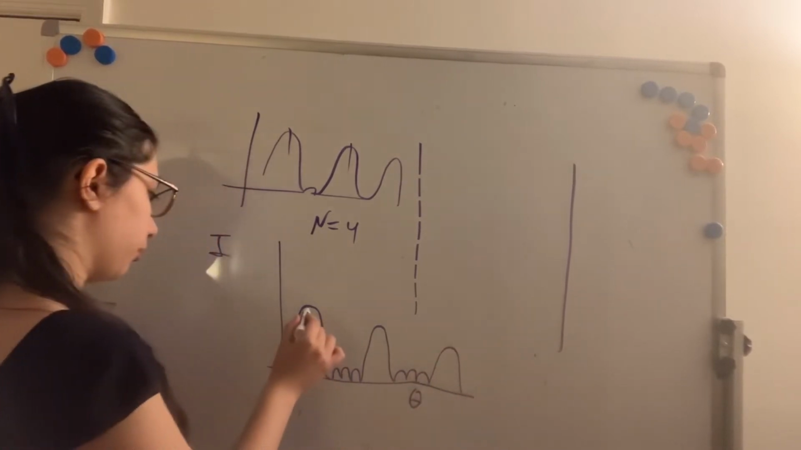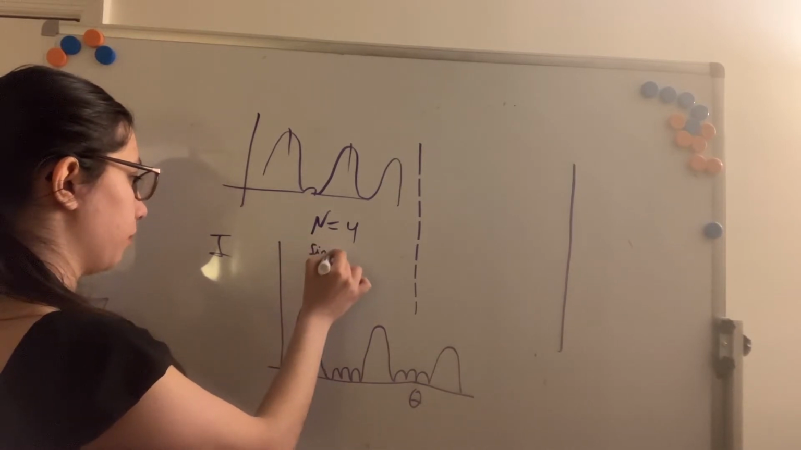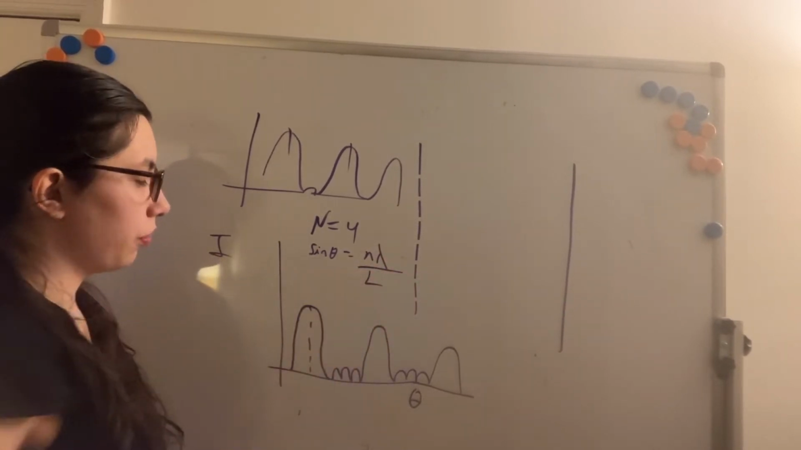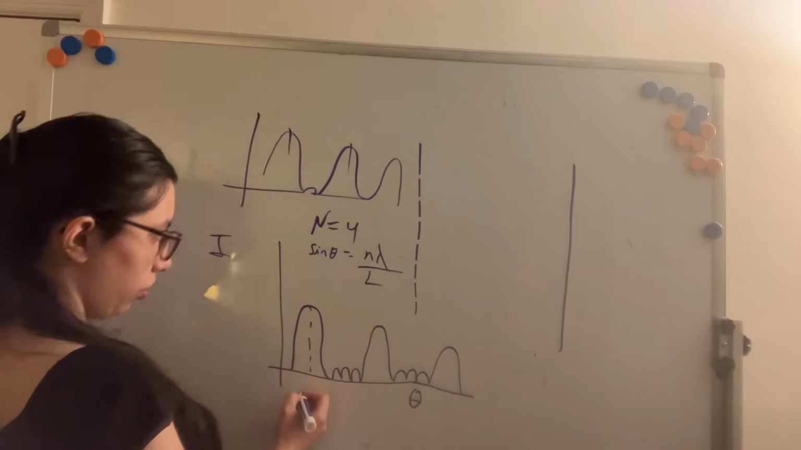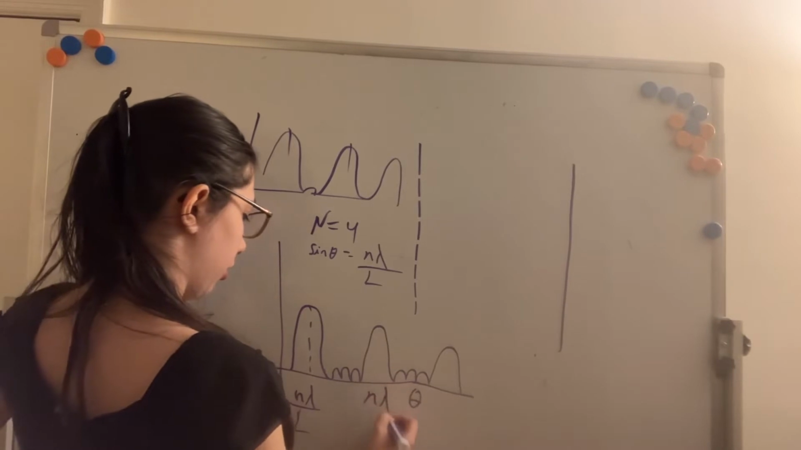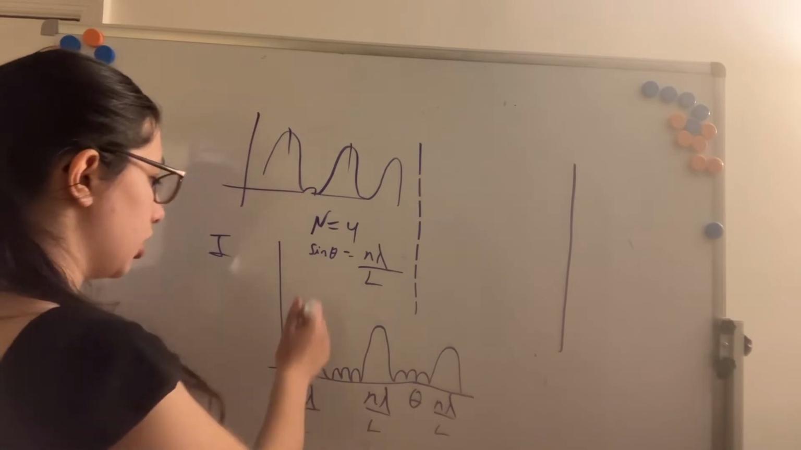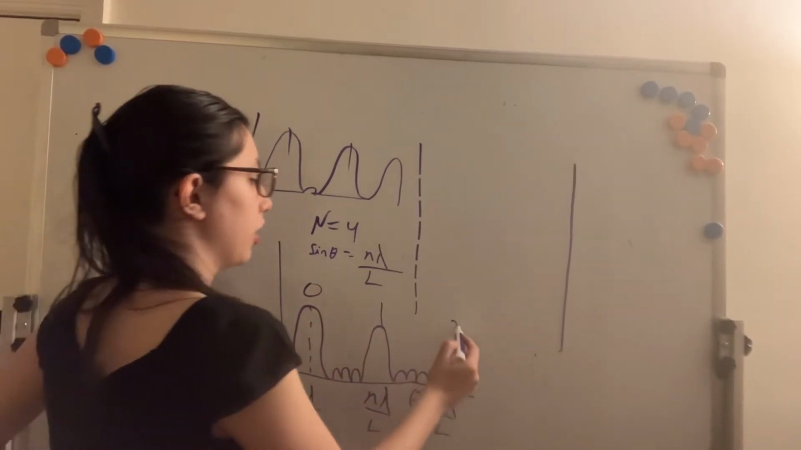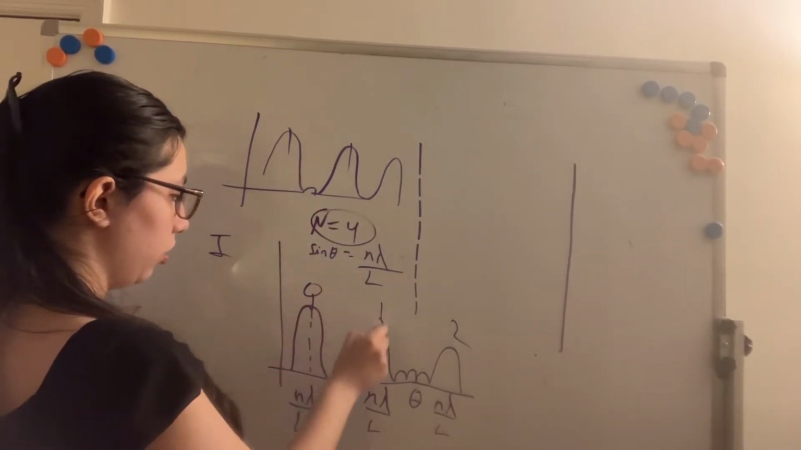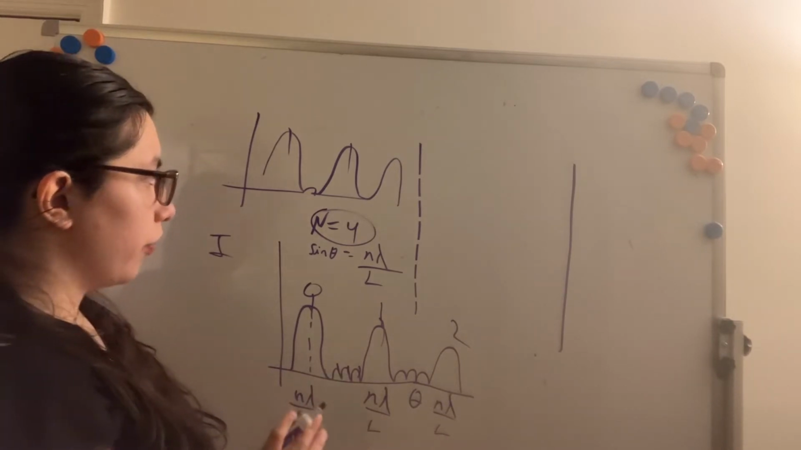So here, remember, we have sine theta equals n lambda over N. So this would be the first one, n lambda over N, here n lambda over N, where n is any integer. This is the zero order, first order and second order. And if we have N equals 4, in between this we would have 3 minima. This is the general formula.